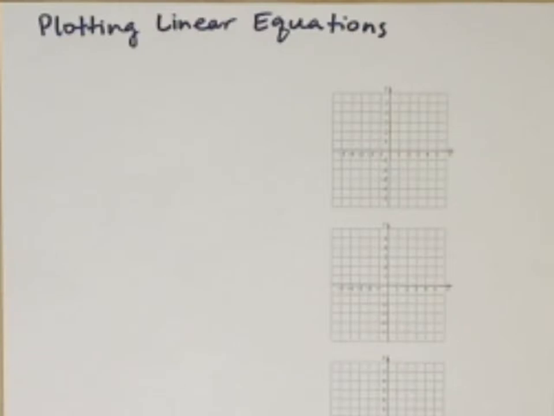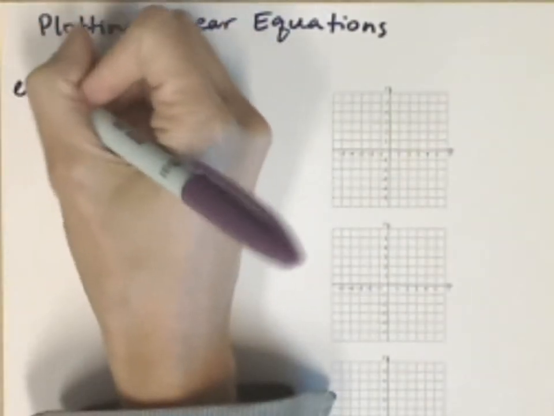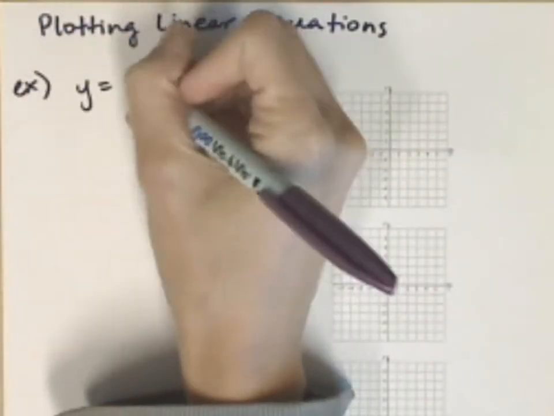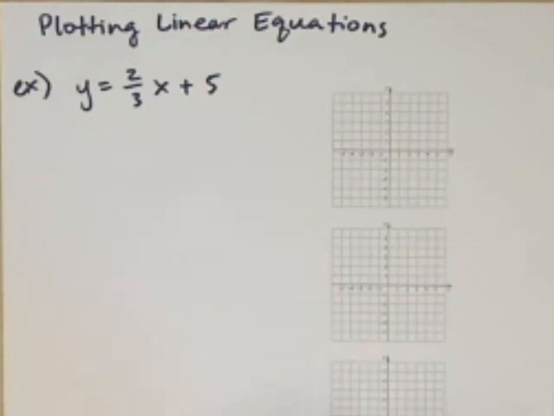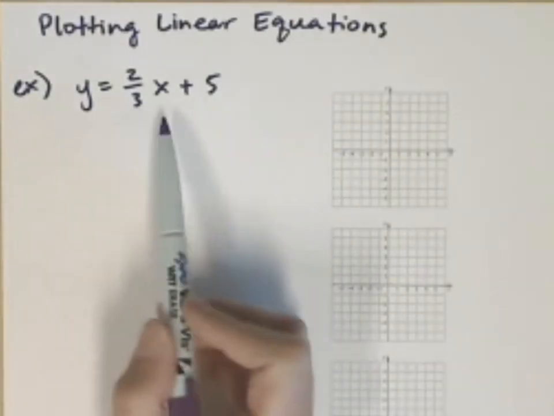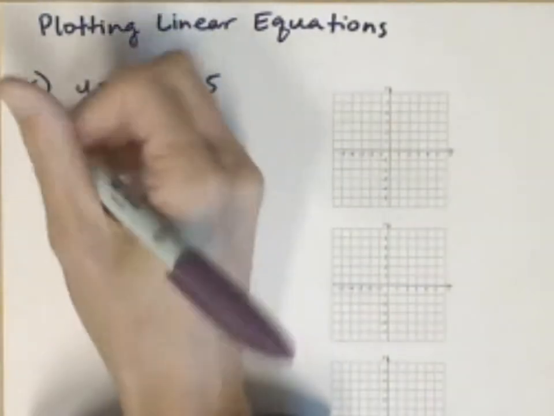We're going to look at some examples of plotting linear equations. Here is our first example: y equals 2/3 x plus 5. And I'm choosing some with fractions in it so that I can show you how to keep your life pretty easy. What I want to do in order to plot this linear equation is to come up with a solution.